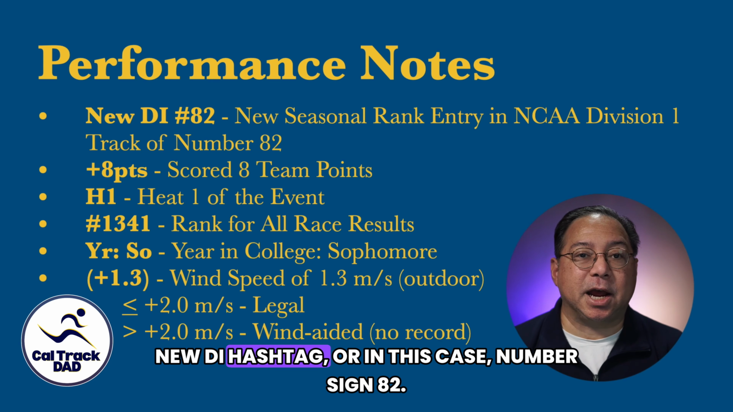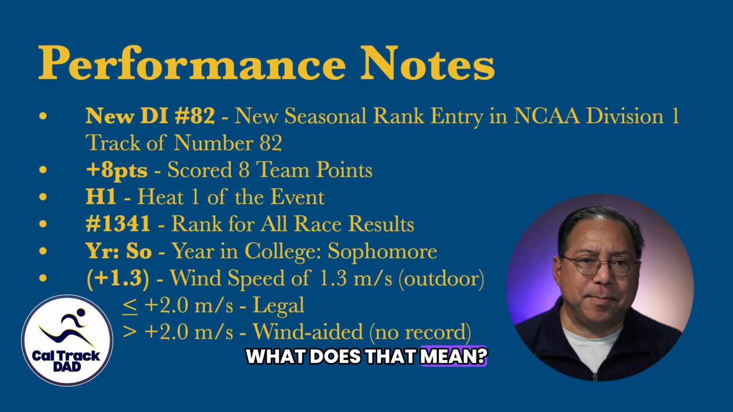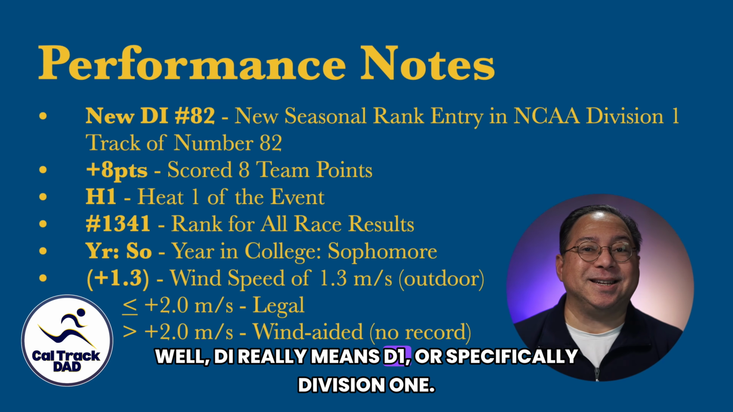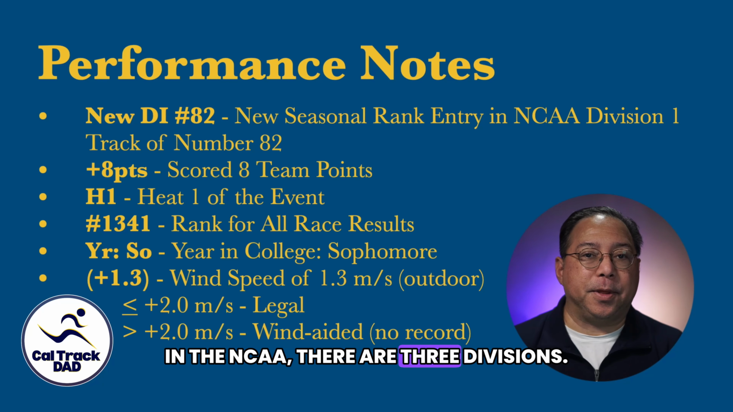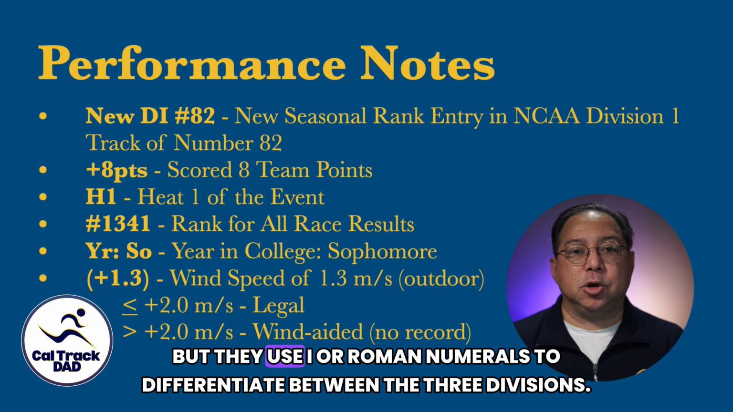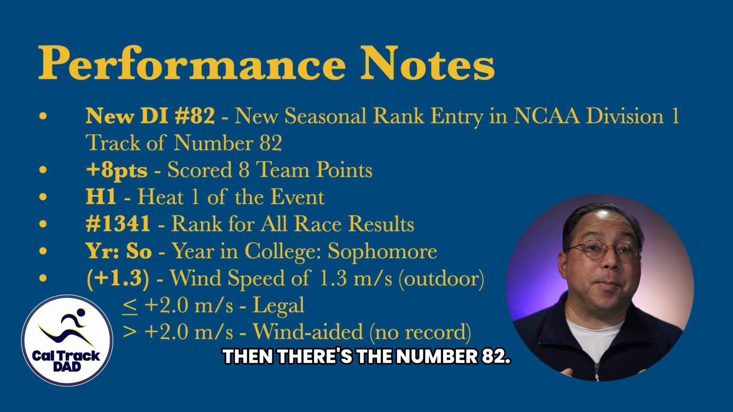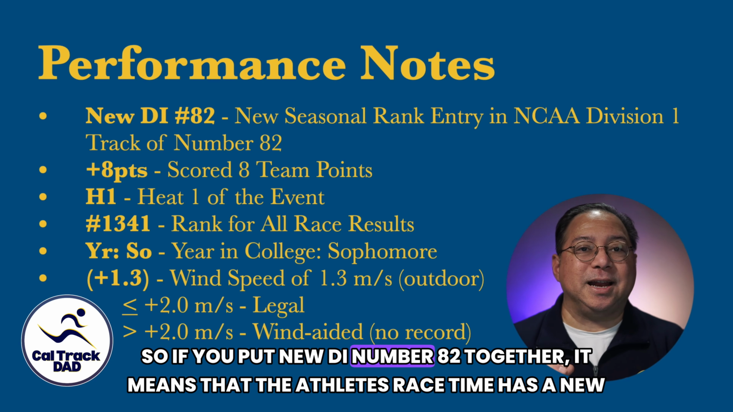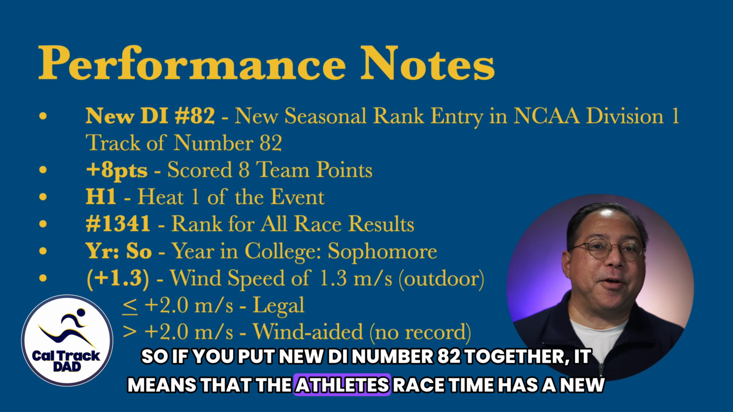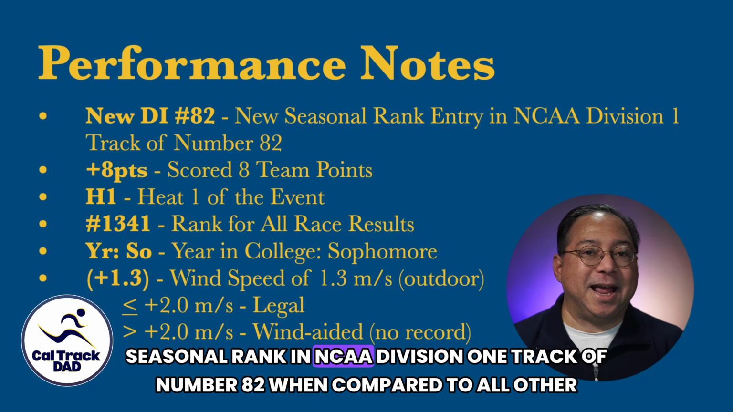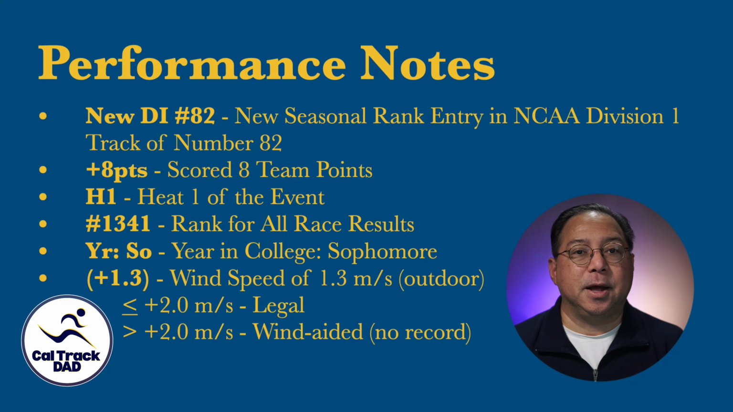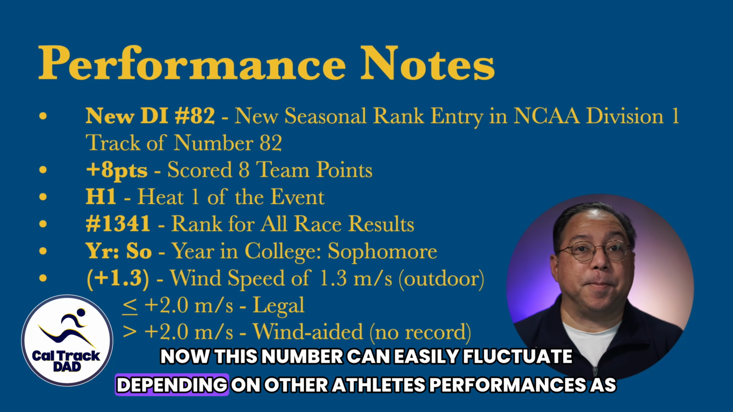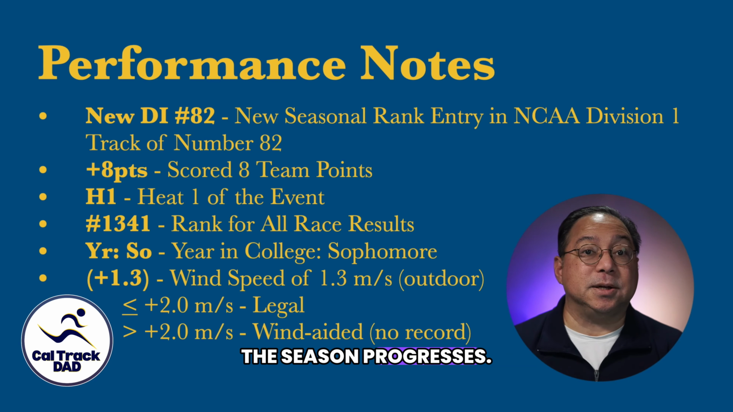New DI hashtag, or in this case, #82. Well, what does that mean? DI really means D1, or specifically Division I. In the NCAA, there are 3 divisions, but they use I, or Roman numerals, to differentiate between the 3 divisions. Then there's the number 82. So if you put new DI number 82 together, it means that the athlete's race time has a new seasonal rank in NCAA Division I track of number 82 when compared to all other athletes for that race. Now, this number can easily fluctuate depending on other athletes' performances as the season progresses.